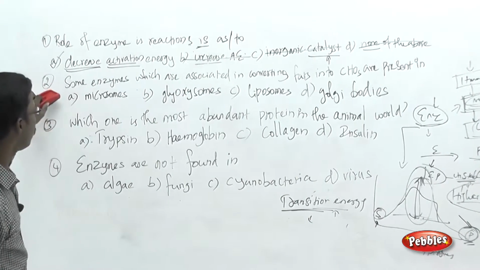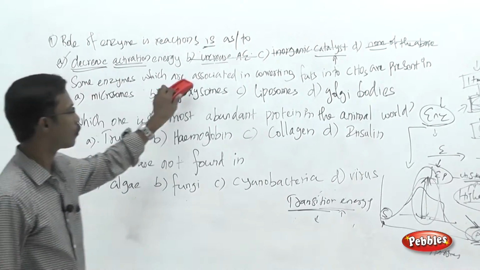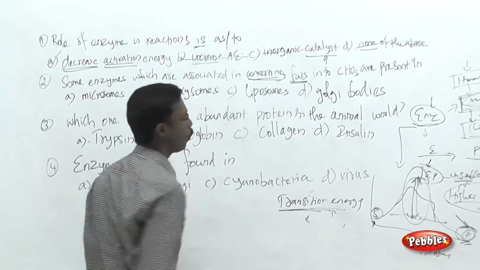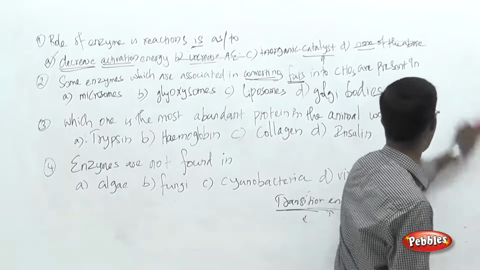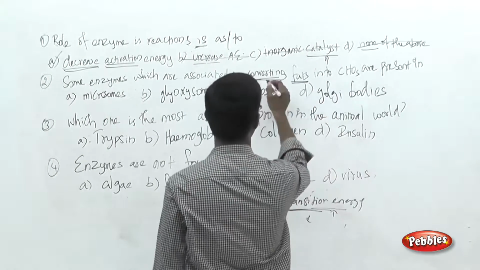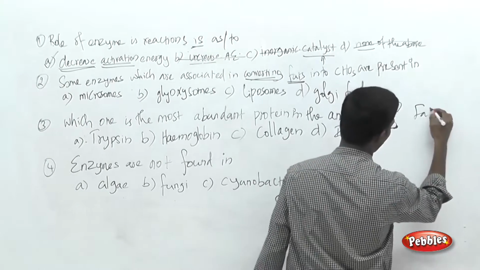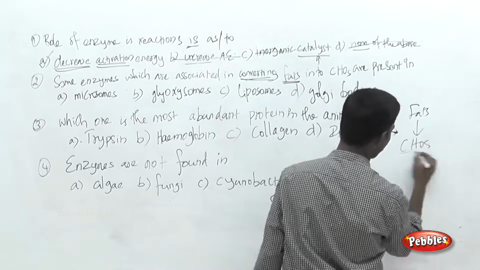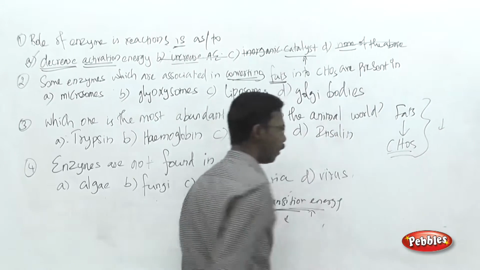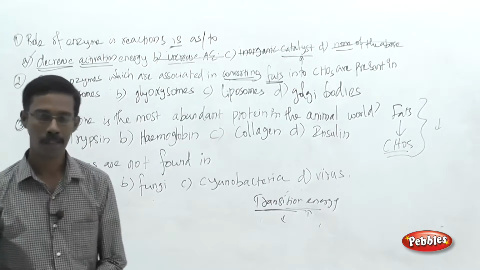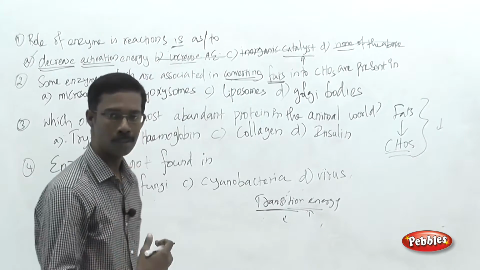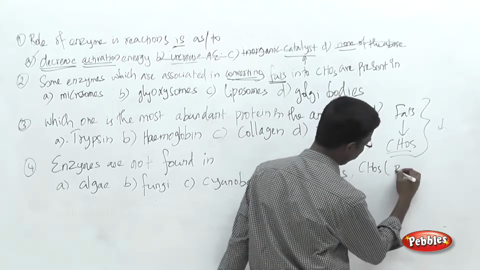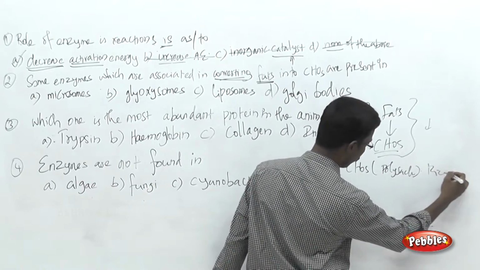So see the next question: some enzymes are associated with converting fats into carbohydrates. We should have some knowledge about the conversion of fats into carbohydrate. Just remember one thing: in the normal pathway, in animals, we consume food in the form of carbohydrate, that is polysaccharides, for example rice.